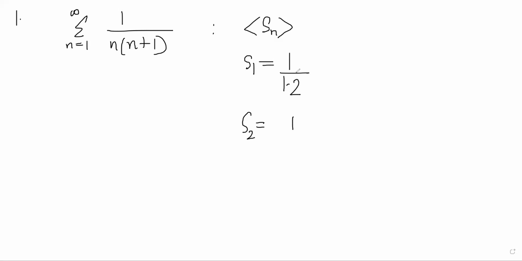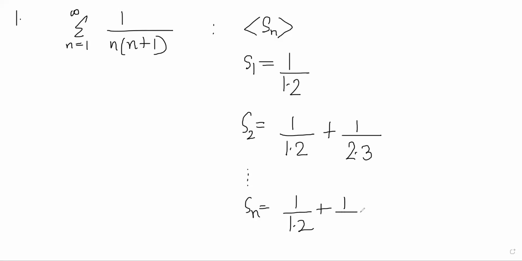But what is S1? What is S2? Write them down first. S1 is half. S2 will be 1 by 2 into 3 added. And so on. Sn would be 1 by 1 into 2 plus 1 by 2 into 3, going on till 1 by n into n plus 1.